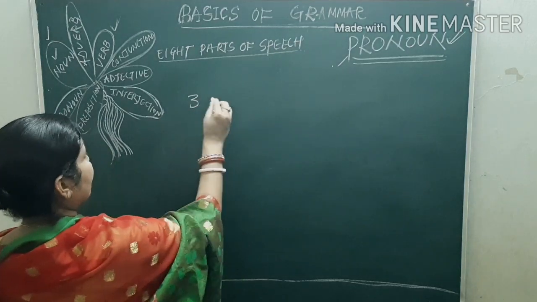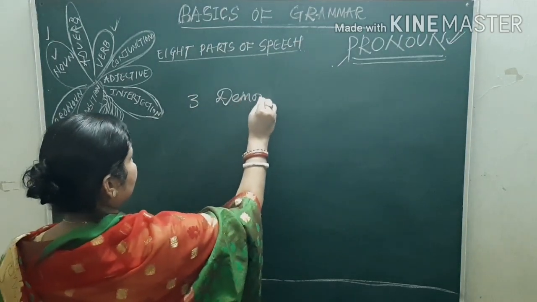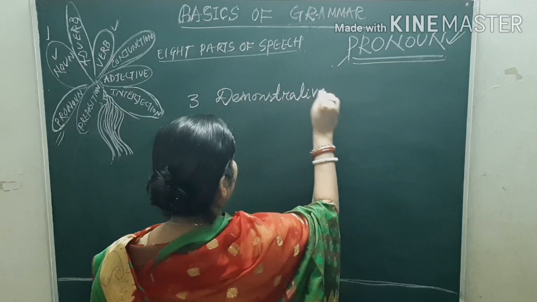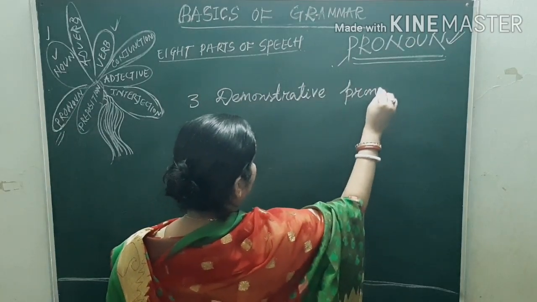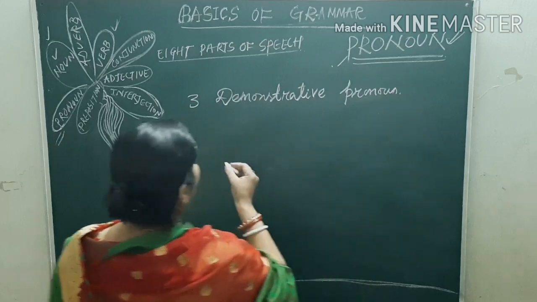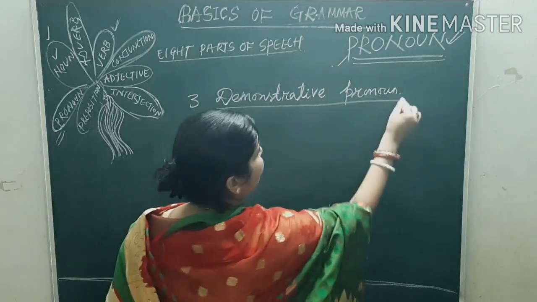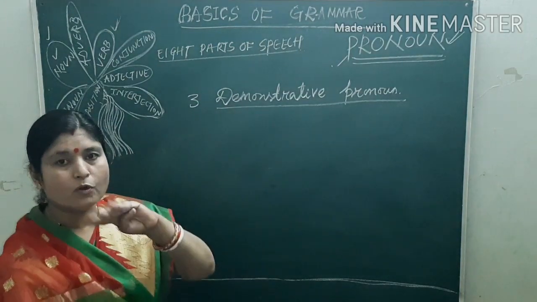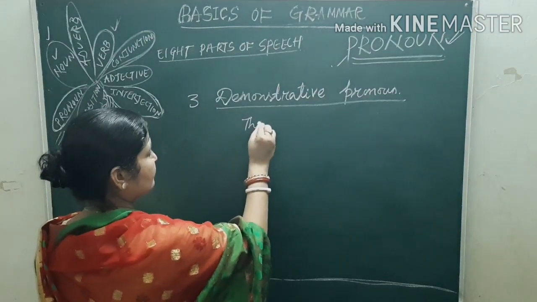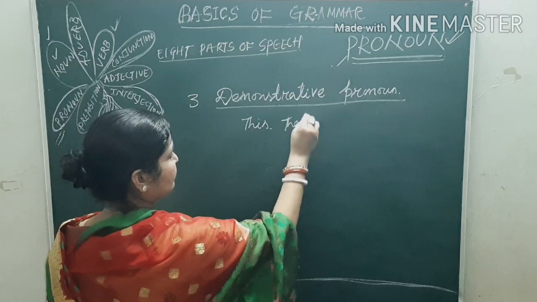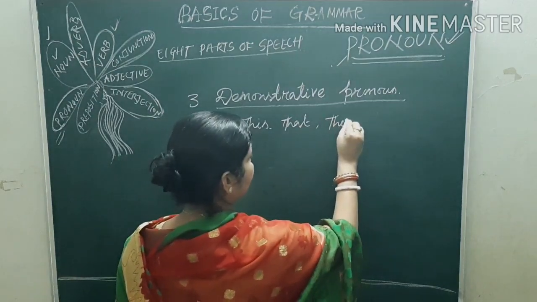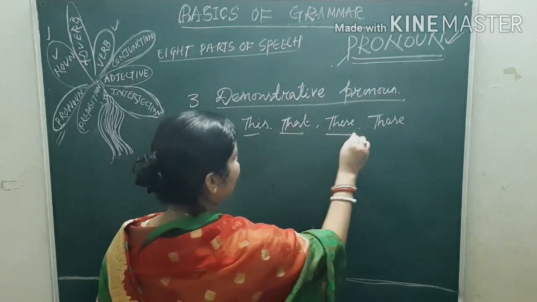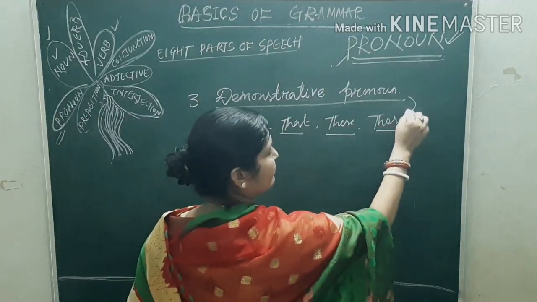Then number 3 is demonstrative pronoun. When a pronoun demonstrates or shows, means how? With the help of 4 words. What is that? This, that, these, those. So this, that, these, those are known as the demonstrative pronouns.